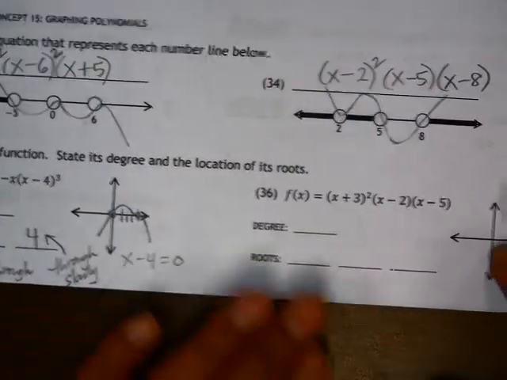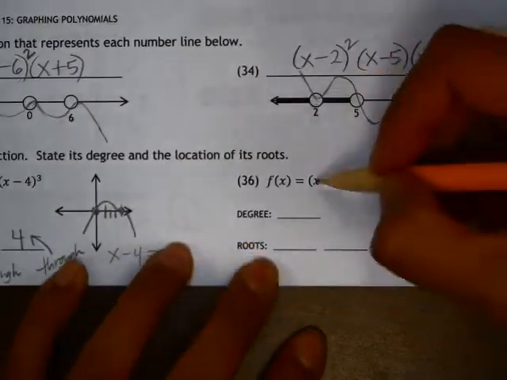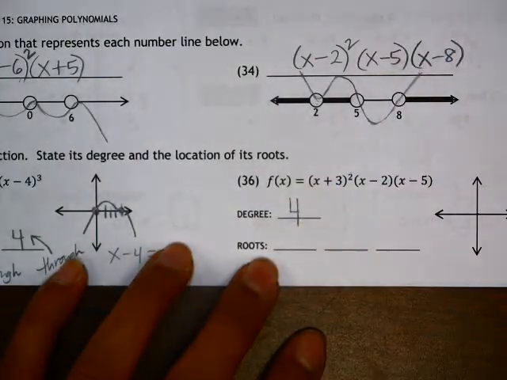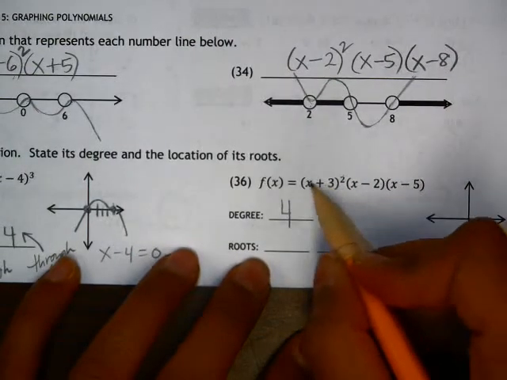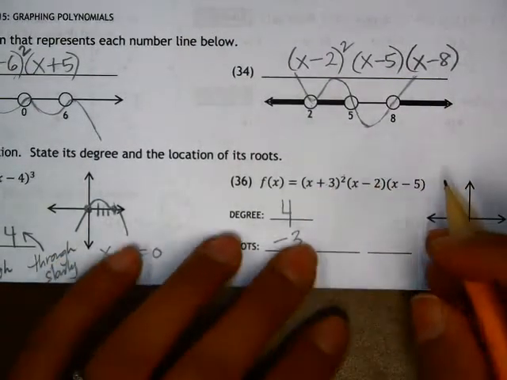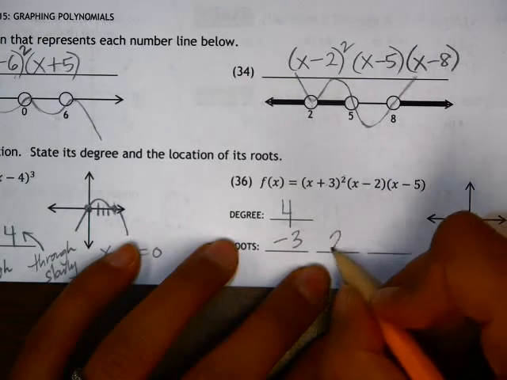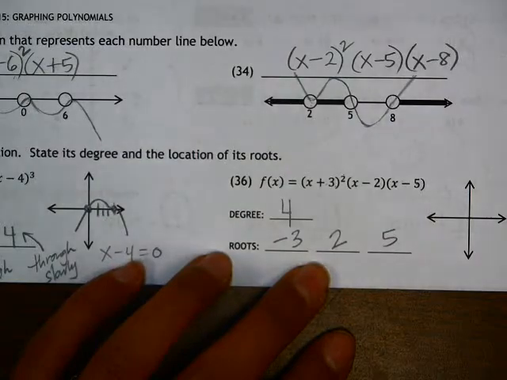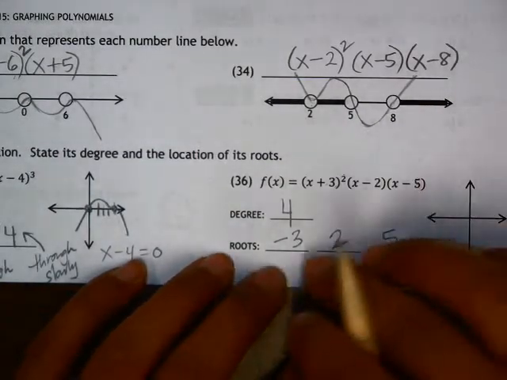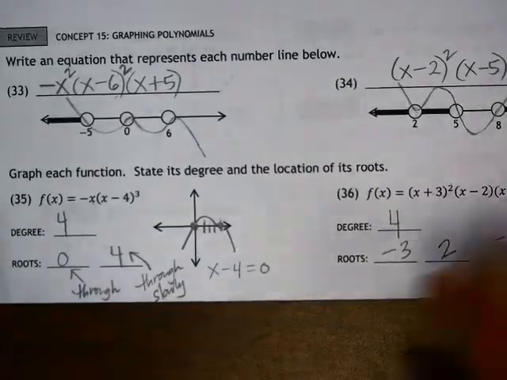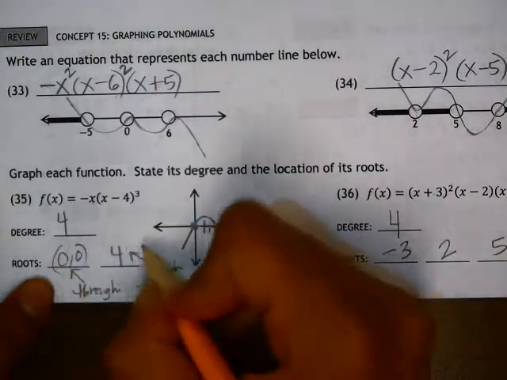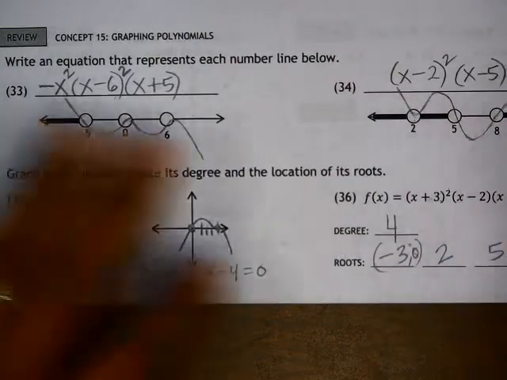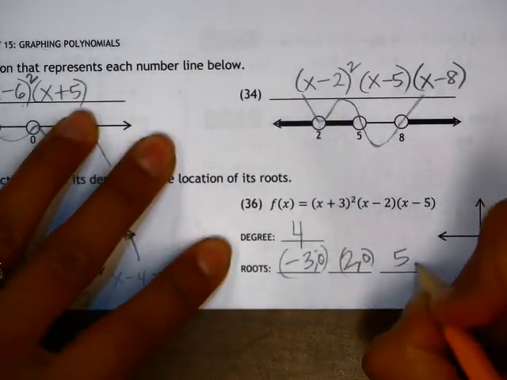And on number 36, our degree, so we have x squared, an x, and x. So 2, 3, the degree is again 4. Our roots, x plus 3 equals 0, so x equals -3. x minus 2 equals 0, so 2. x minus 5 equals 0, so a root at 5. And also, it's good to write these as x-intercepts, which I forgot to do here, so I'm going to write them as points. So (-3, 0), (2, 0), and (5, 0).